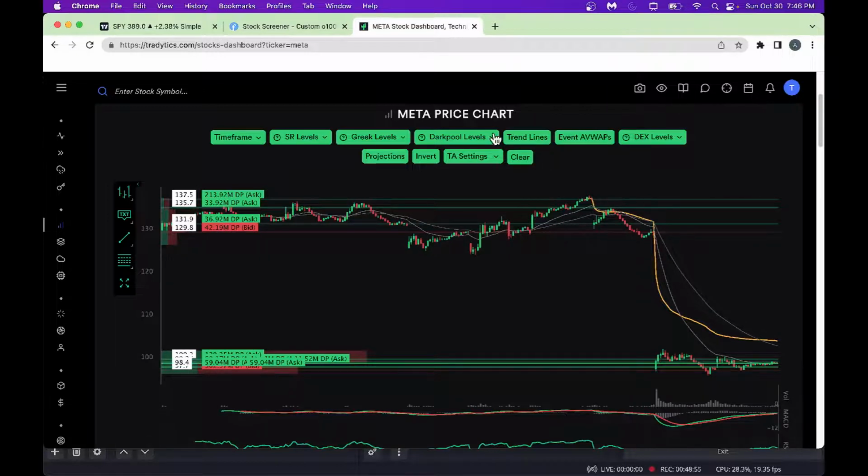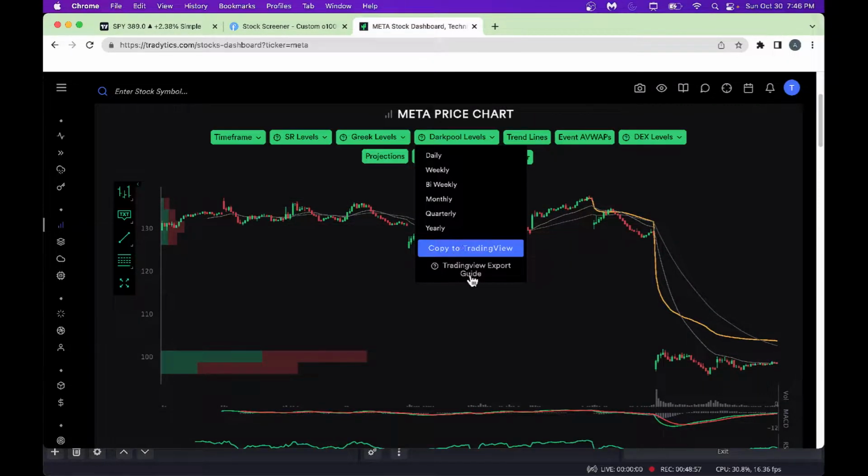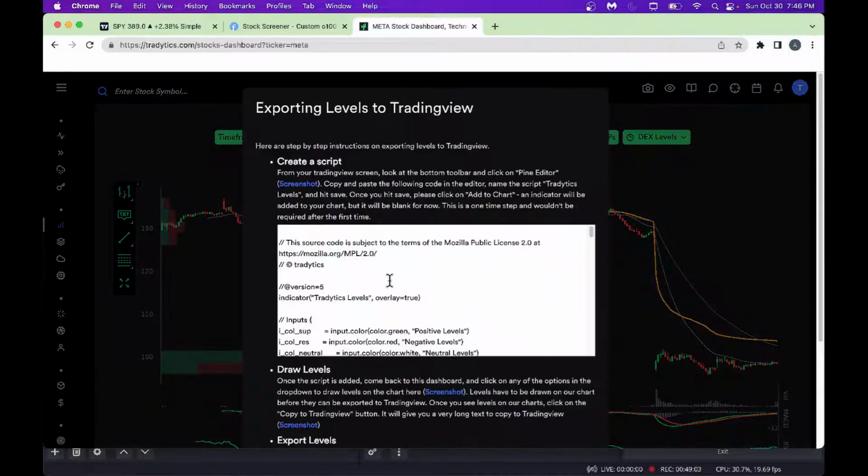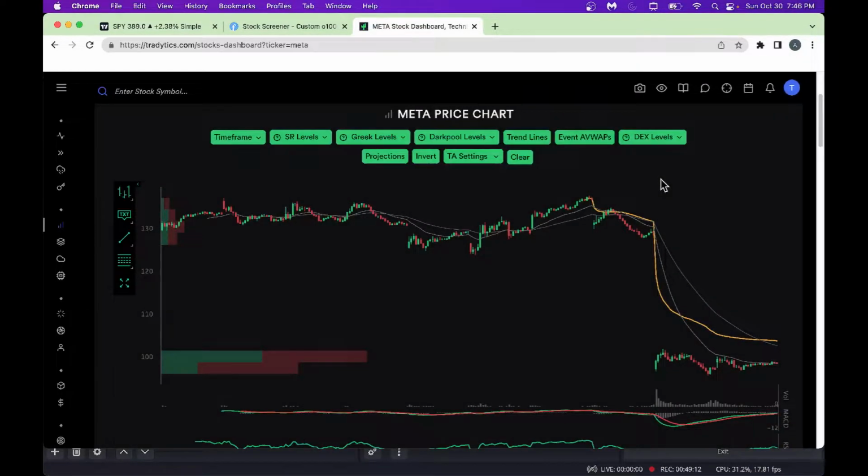They're also working on this: you can export these things to TradingView. Probably it's still in the works, but you could give it a shot. They will tell you what to do here. They have some code here you can use to take it to TradingView, and look at these levels there. All right, so you got various other things going on here.